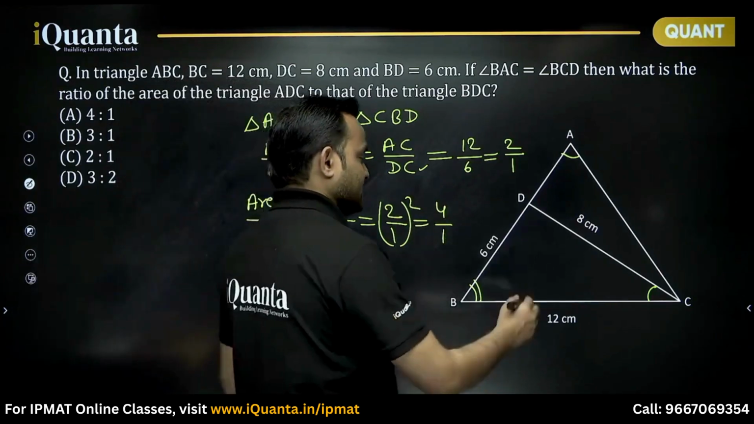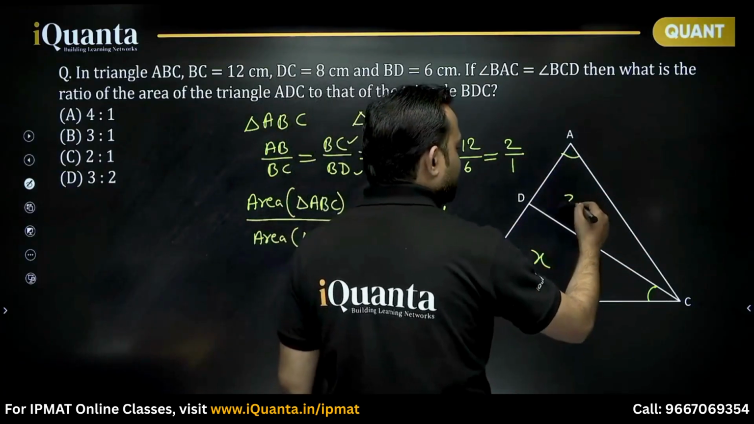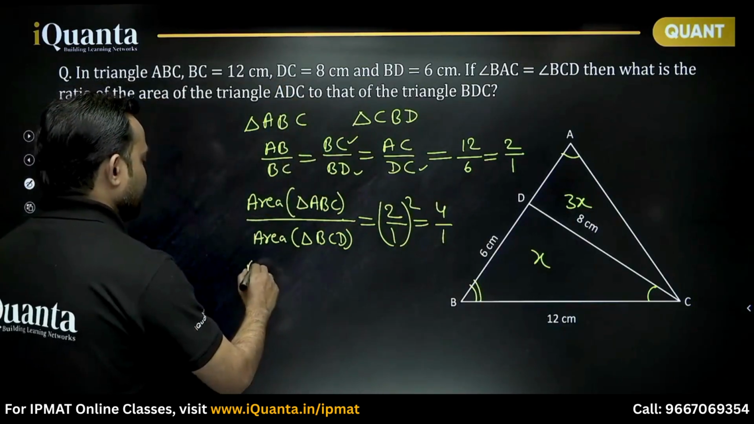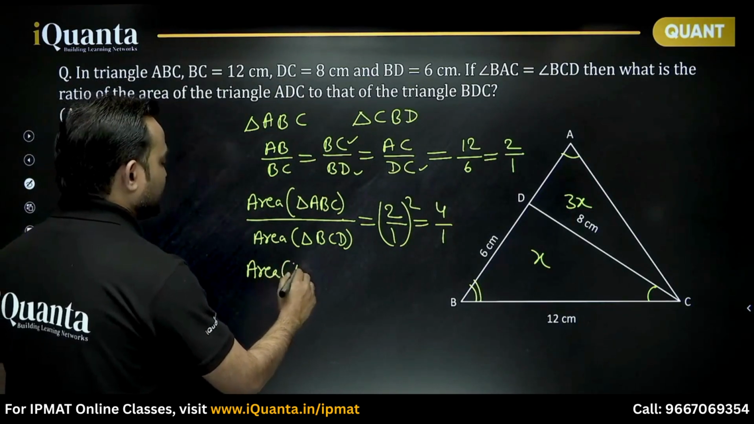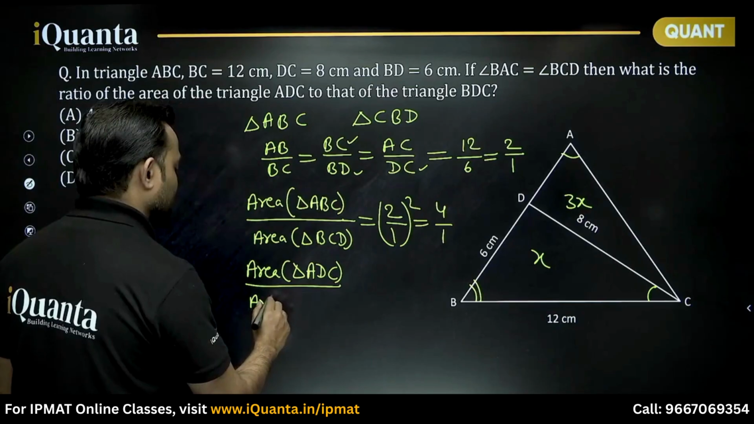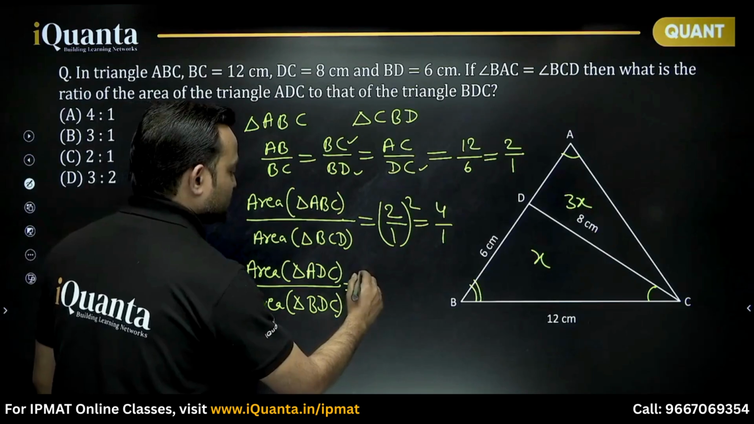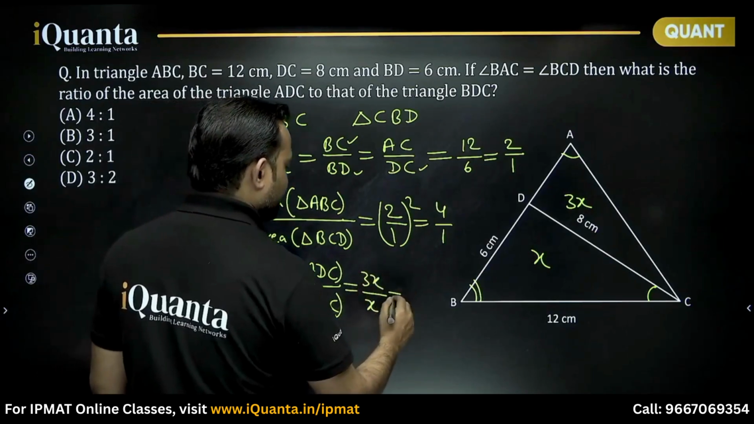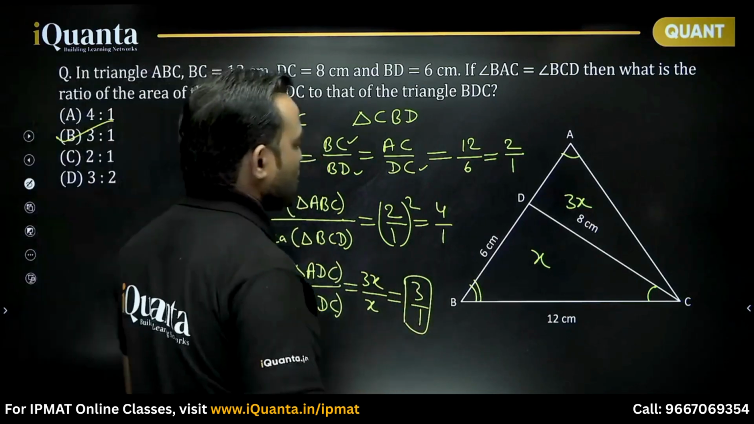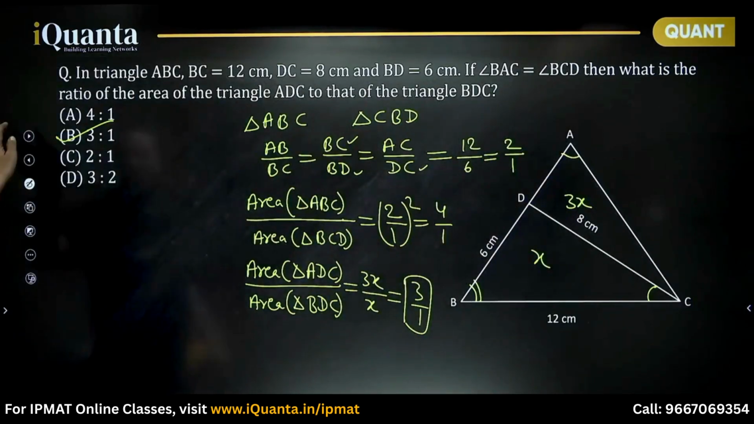Means if I take the area of this triangle as x, the whole triangle will be 4x. That means the area of triangle ACD will be 3x. So what do we need to find? We need to find the area of triangle ADC divided by the area of triangle BDC. So this is equal to 3x and this is equal to x. So what do we get? It's nothing but 3:1. So our answer is option B. Okay. Now let's go to the next question.